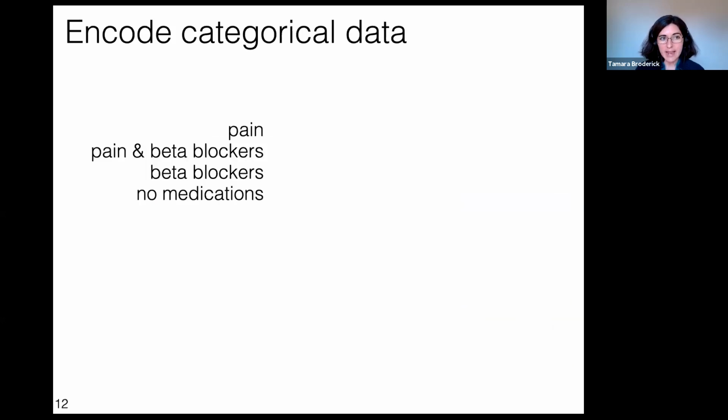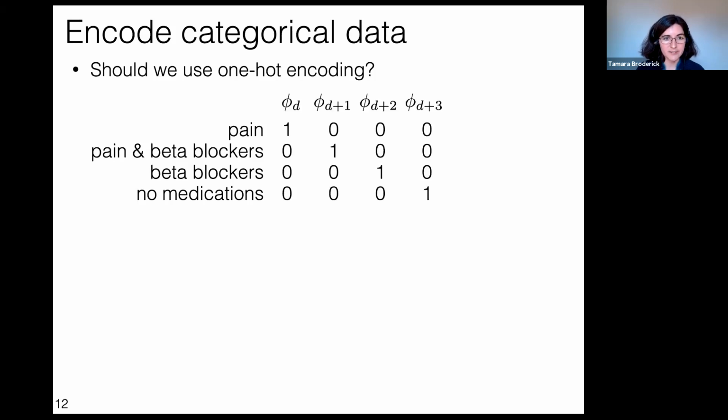Okay, so here's what would happen if we did one-hot encoding. Should we use one-hot encoding here? Well, we would make our 4 categories, or 4 new features, and we'd have a feature for each category. One for pain and beta blockers, one for beta blockers, one for no medications.